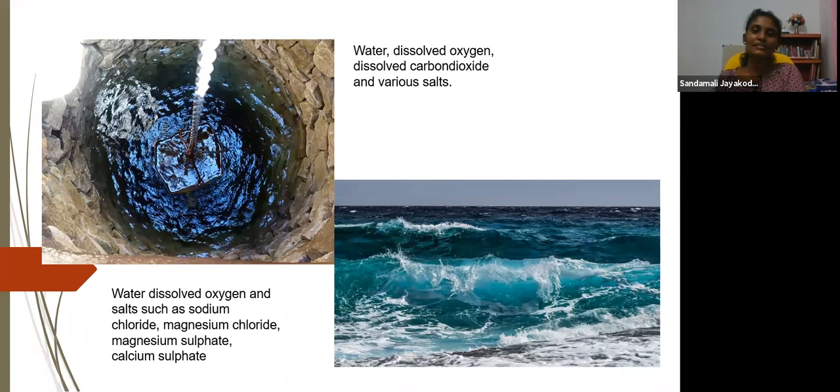When we look at a well, we can see some fish. Since fish are alive, they should have oxygen. That means oxygen is dissolved in water. And also we can see some plants. That means carbon dioxide is dissolved in water, to be absorbed by plants to carry out photosynthesis. So there are these components. Then there are various salts.